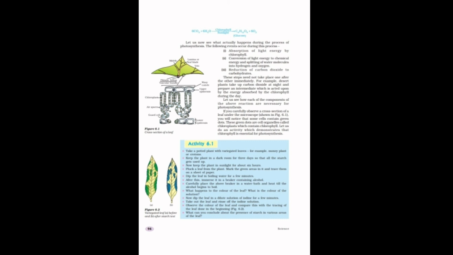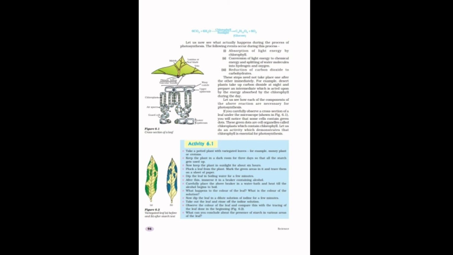Let us now see what actually happens during the process of photosynthesis. The following events occur during this process. First, absorption of light energy by chlorophyll. Second, conversion of light energy to chemical energy and splitting of water molecules into hydrogen and oxygen. Third, reduction of carbon dioxide to carbohydrates. These steps need not take place one after the other immediately.